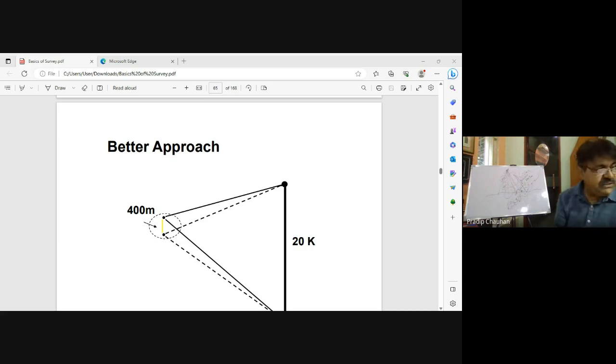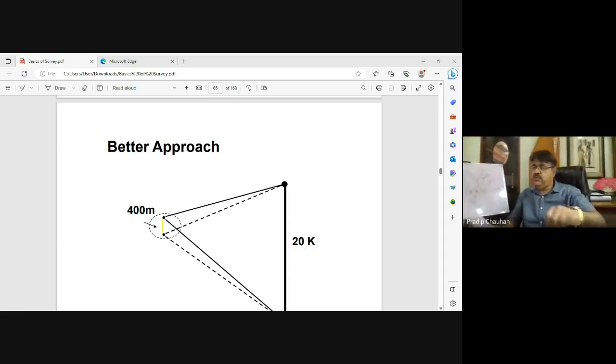So LiDAR survey is another thing that I would like to take up. Let's go to some basic things. In survey, what we are measuring: one is a point. A point is zero unit, no dimension. Second is a line. A line is measured in length, either in millimeter, meter, or kilometer. And the highest unit of length is the light year.